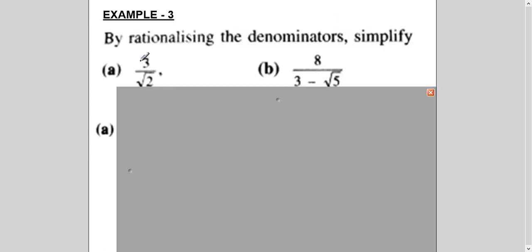Now I am talking about fractions, right? So when I apply rationalizing the denominator, the method or process which I do using conjugate surds, I'm repeating, the method or process I do using conjugate surds is called rationalizing the denominator, right? So I'm doing this one first.